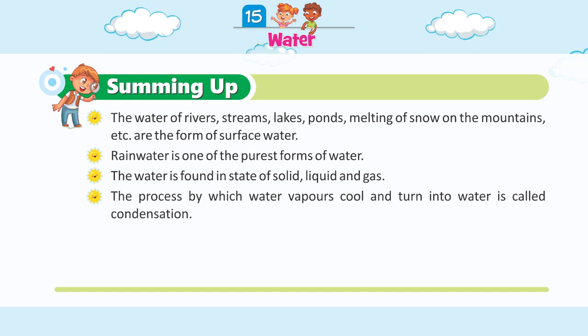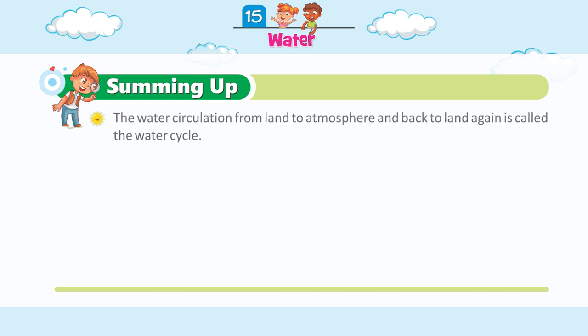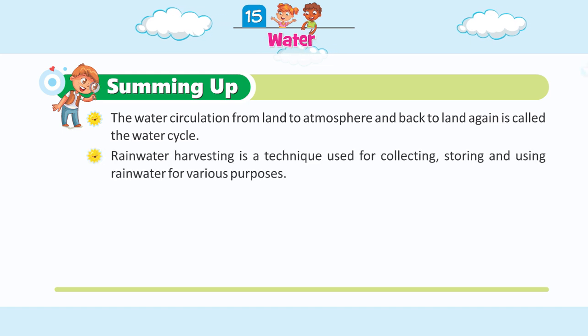The process by which water vapors cool and turn into water is called condensation. The process by which water changes into vapors on heating is called evaporation. The water circulation from land to atmosphere and then back to land again is called the water cycle. Rainwater harvesting is a technique used for collecting, storing, and using rainwater for various purposes.